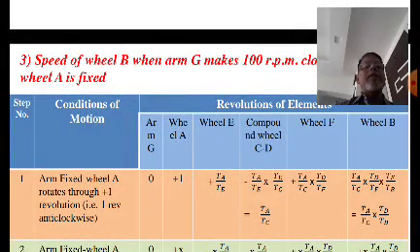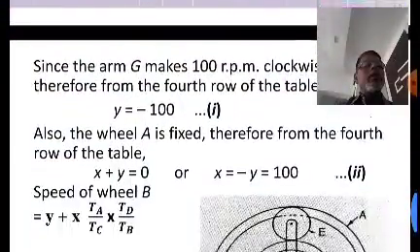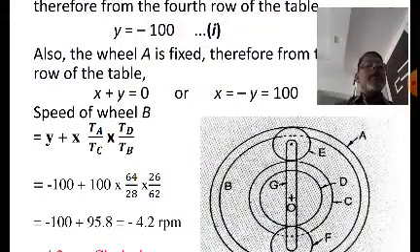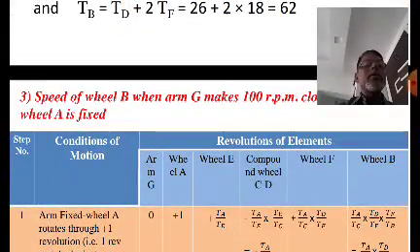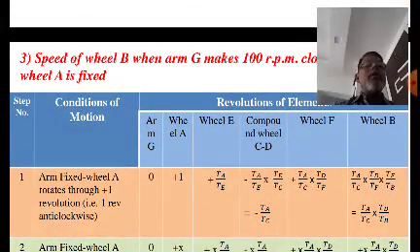Now the first case, arm fixed, right? We have to fix the arm. And now we are starting from the outermost gear. So consider the wheel A rotates through one revolution in the anti-clockwise direction. Now when the wheel A rotates anti-clockwise, A meshes with E internally, so E will also rotate in the anti-clockwise direction, right? And therefore the revolution of the wheel E is TA, the number of teeth on the driver, divided by the number of teeth on the driven, TE, right?